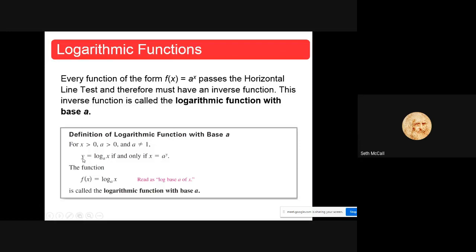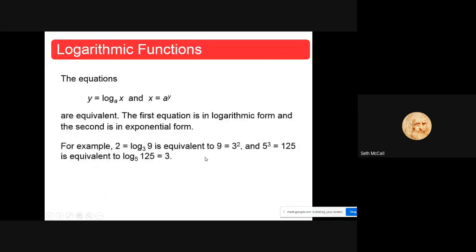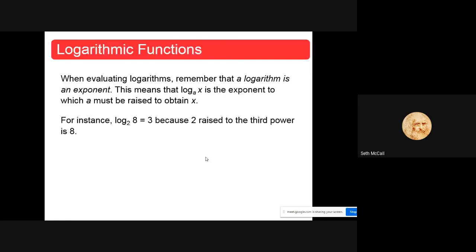So you can see this again is y equals log base a of x, and this turns into x equals a to the y power. Now we're going to use this to do a little bit of solving. I'm going to skip through this and just cut to the example problems here.